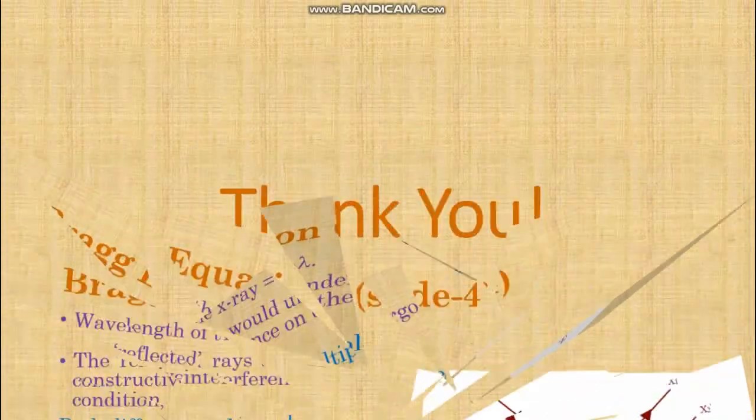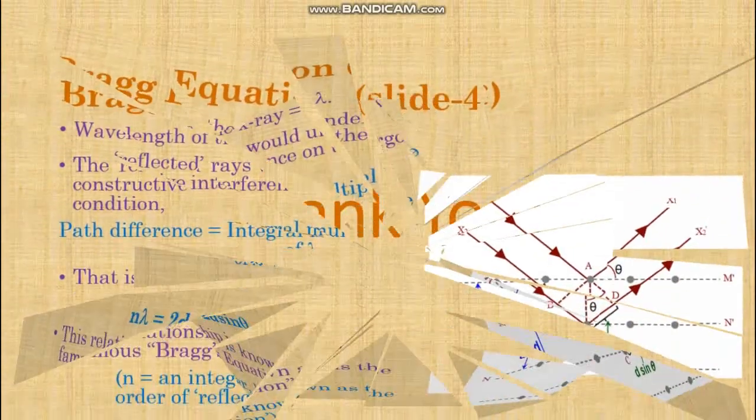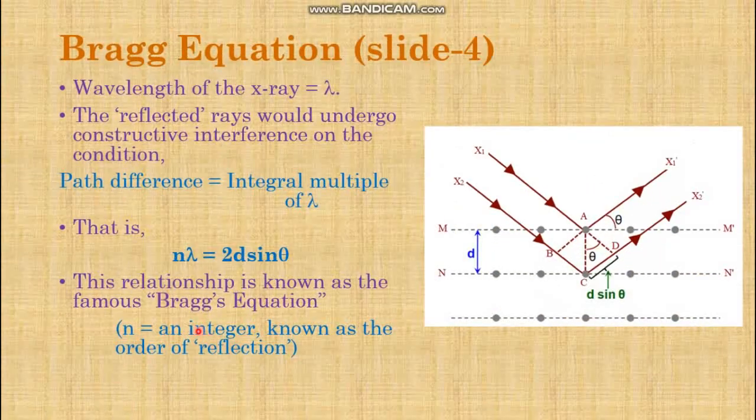It is not written here, so let me tell you. If n is 1, this is first order reflection. If n is 2, it is second order reflection, and so on. By using this equation, we can easily calculate the interplanar distance, the density of some solid substance, etc. So in my next class, I am going to discuss some numerical problems on Bragg equation.